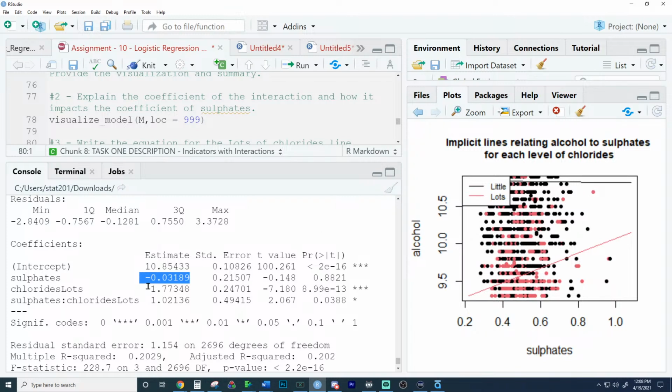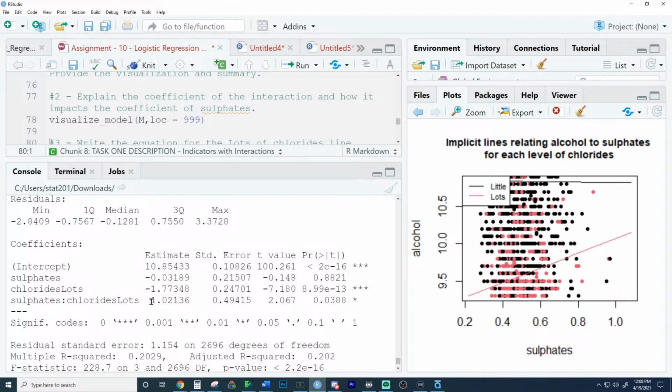When chlorides are little, the relationship alcohol has with sulfites is slightly negative, and it would be this coefficient right here. Does that make sense? When chlorides are little, the relationship sulfites has with alcohol is slightly negative, and it is this number right here. Sometimes people use them interchangeably. I don't. I wouldn't say they're the exact same.